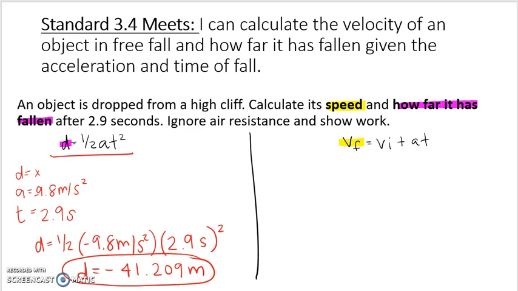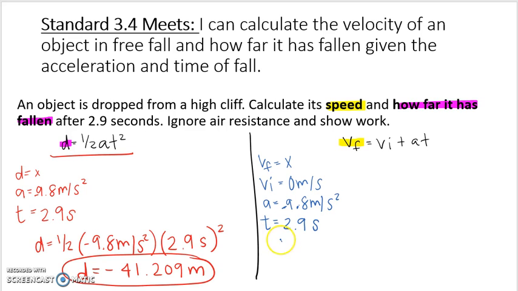Now, let's list our variables for the second equation here. VF is what we're looking for. VI is 0 meters per second, because when you drop something, right before you drop it, it always starts out at 0 meters per second. A, 9.8 meters per second squared. Again, if we want to plug in a negative here, that's going to give us a negative speed, which makes sense if the object is falling down. Last but not least, we have T, which the problem gives to us as 2.9 seconds.